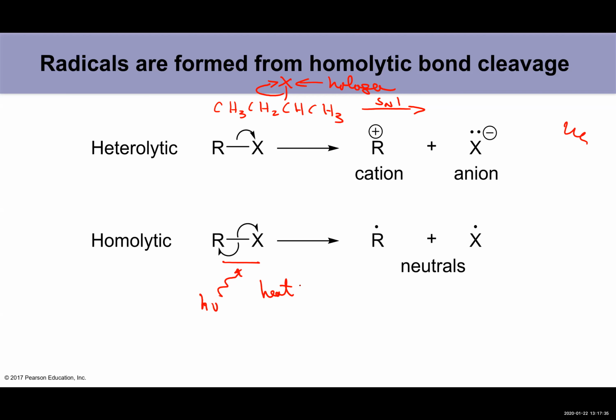And the result is two different radicals, this R dot and this X dot. We put a single dot, because unlike here where both electrons went in one direction, I had one electron go one way and one electron go the other. And you'll notice this arrow is different than that arrow. Hard to see, especially from way back there.